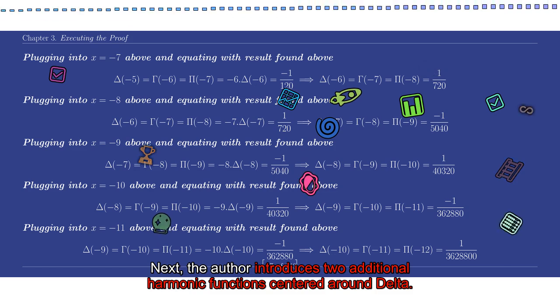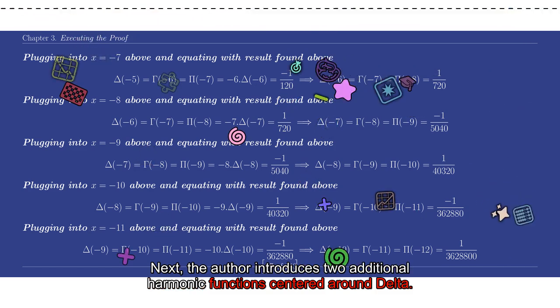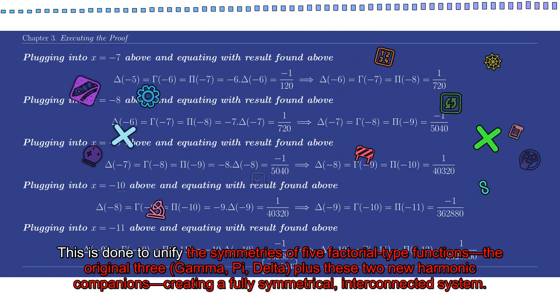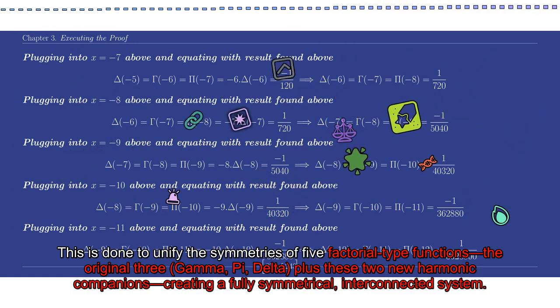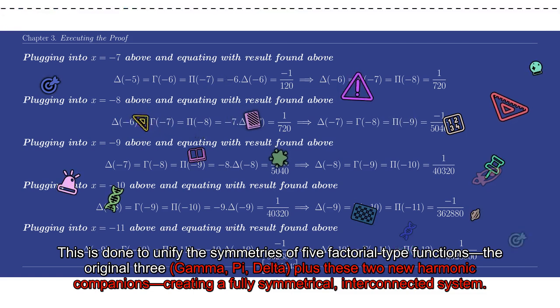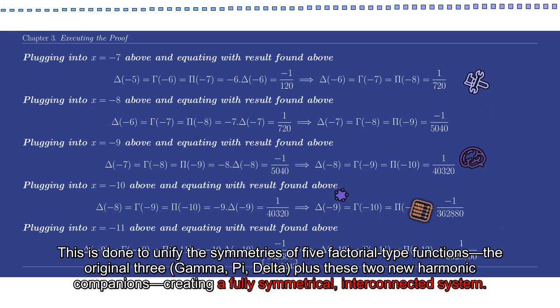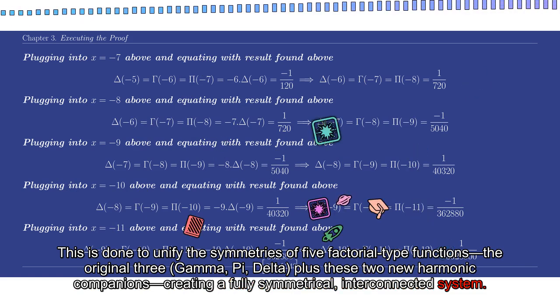Next, the author introduces two additional harmonic functions centered around delta. This is done to unify the symmetries of 5 factorial type functions, the original 3 gamma, pi, delta plus these two new harmonic companions, creating a fully symmetrical, interconnected system.